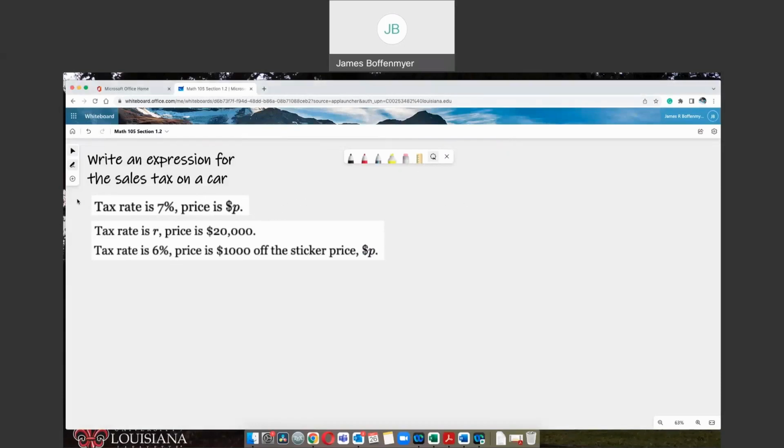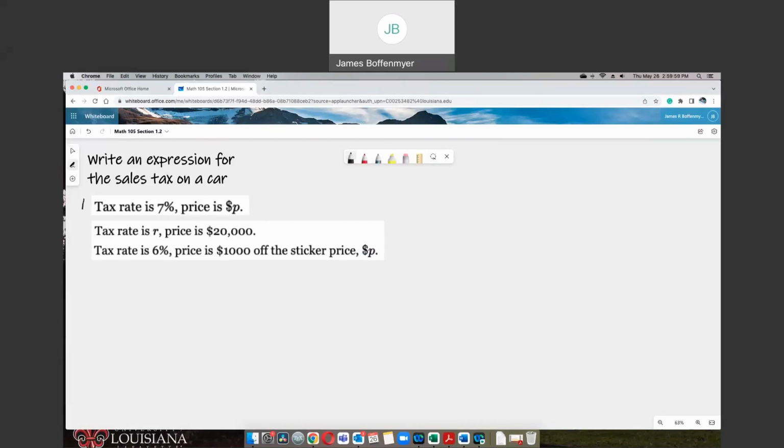All right, so I'm going to label this problem one, part one, part two, and part three. There we go. So over here, part one, the tax rate is 7%. Anytime you see a percent sign, you should always convert it to a decimal number. So 7% would be 0.07 times the price of the car. In this case, the price is P dollars. So that means 0.07P would be your answer for part one.